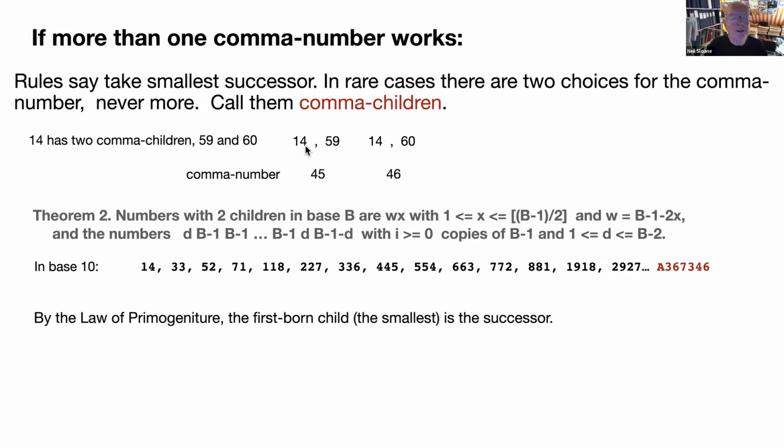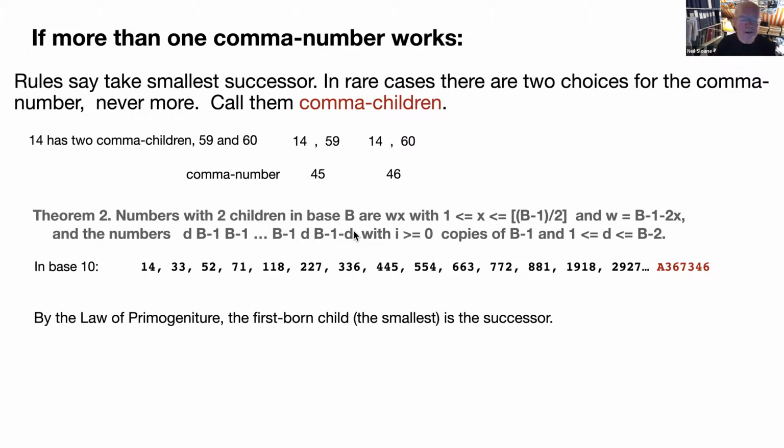Well, there are 2 choices, it turns out. It could be 45, because 14 plus 45 is 59. The difference is 45. Or it could be 46, in which case we get 60. If there's a choice, it's always like this: there's a difference of 1 in the comma number, and the leading digit of the next term changes by 1. There are sometimes 2 choices for the comma number, but never more. And when does that happen? Well, that's theorem 2.